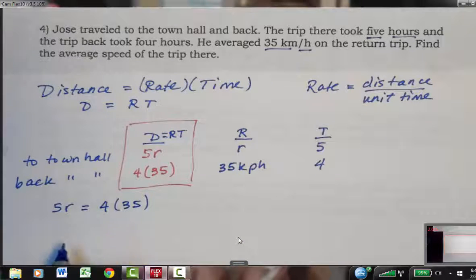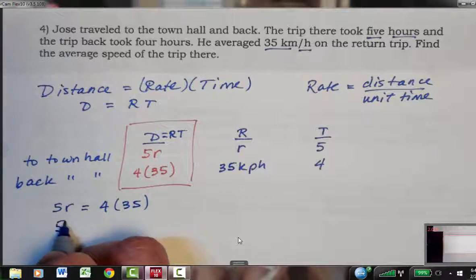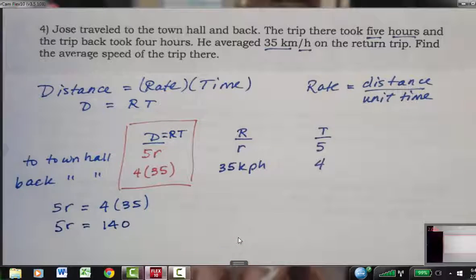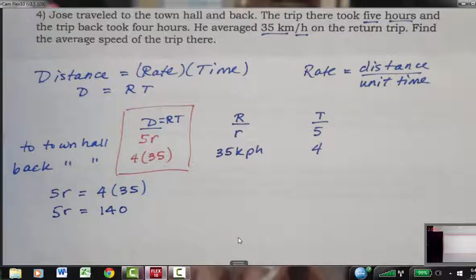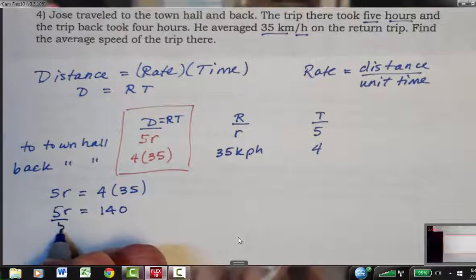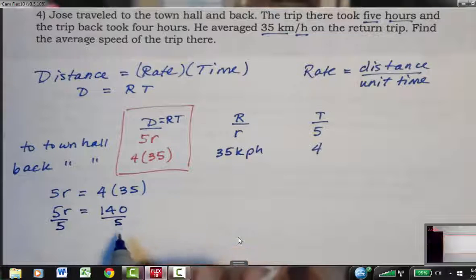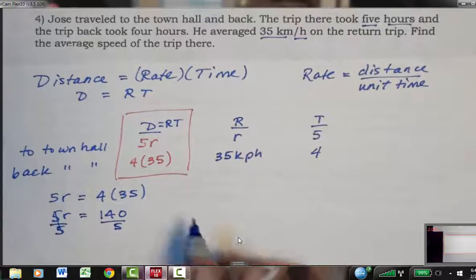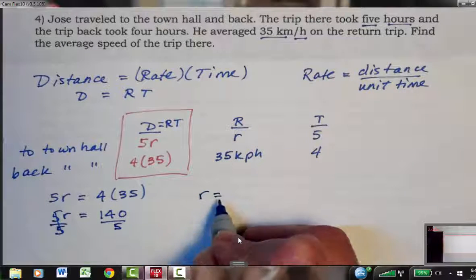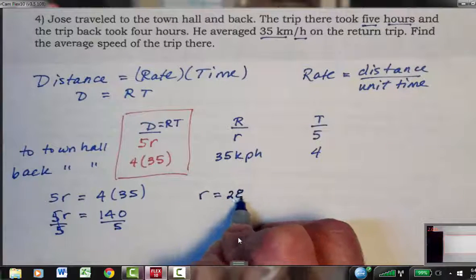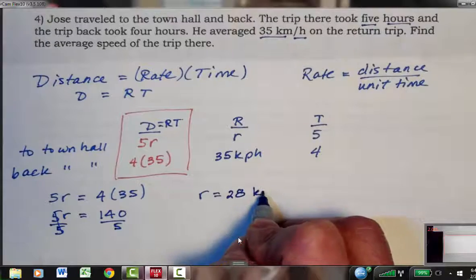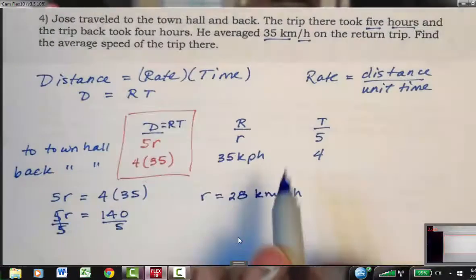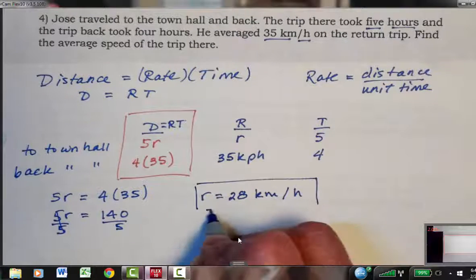Go ahead and multiply 4 times 35. When you do that, you should come up with 140. Then you need to solve for R, so we're going to divide both sides by 5. The 5's over here cancel out, and we are left with R equals 28 kilometers per hour. And that is the average speed of the trip there, 28 kilometers per hour.